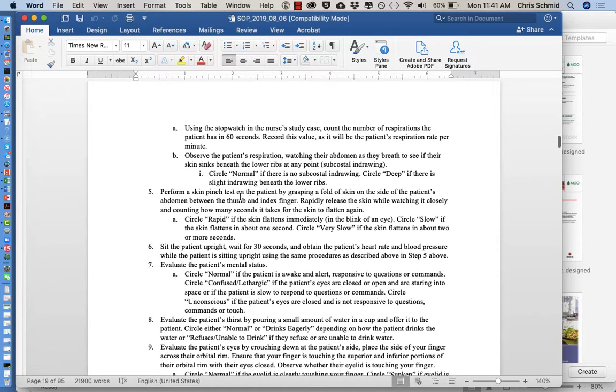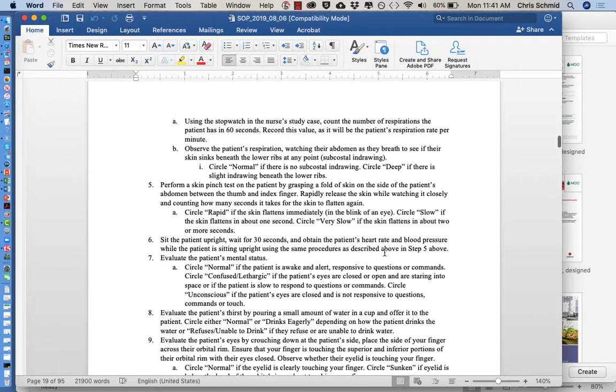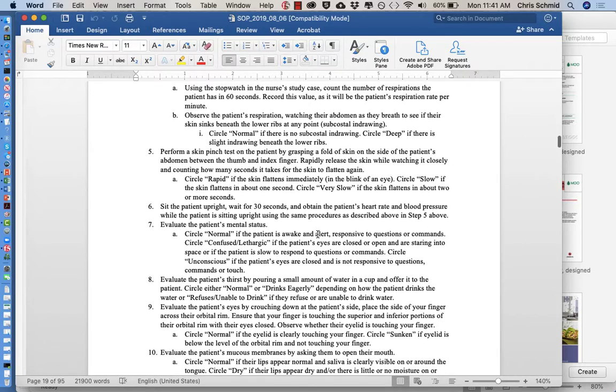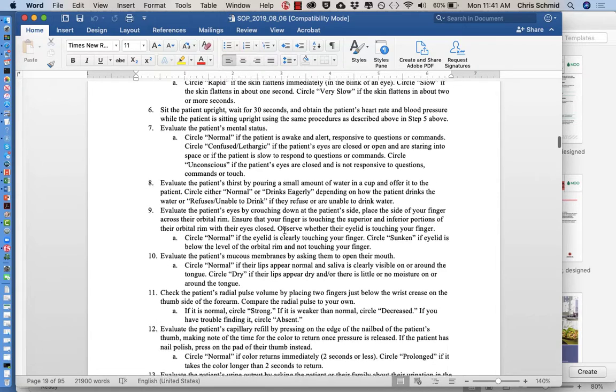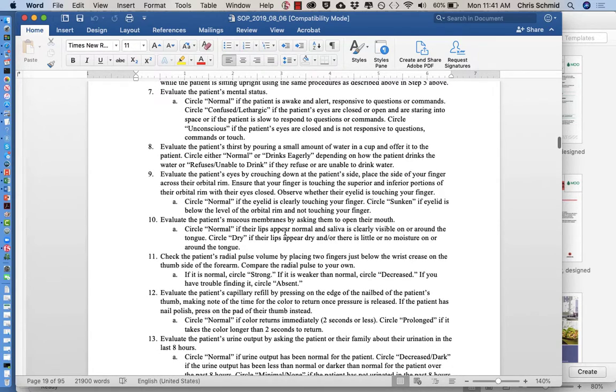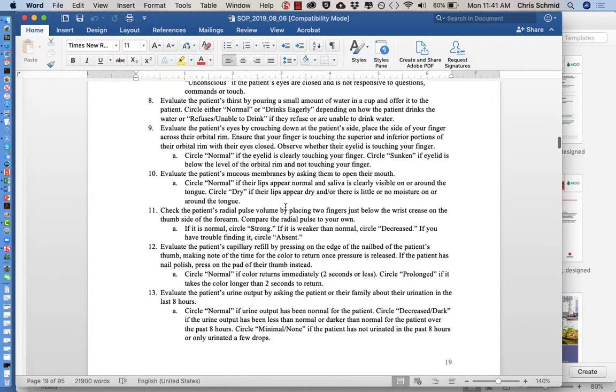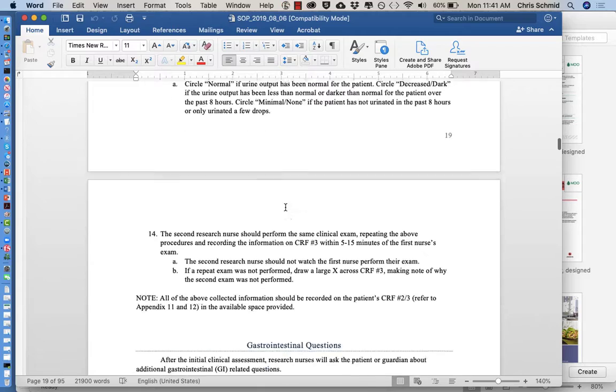Then they do the clinical exam, they do a skin pinch test, they sit the patient upright, obtain the heart rate, blood pressure, then they evaluate the mental status, then they evaluate the patient's thirst by pouring a small amount of water in a cup and offering it to the patient. Circle either normal or drinks eagerly, depending on how the patient drinks, or refuses, unable to drink if they refuse. Then you evaluate their eyes, then you evaluate the mucous membranes, the radial pulse, the capillary refill, and so forth.